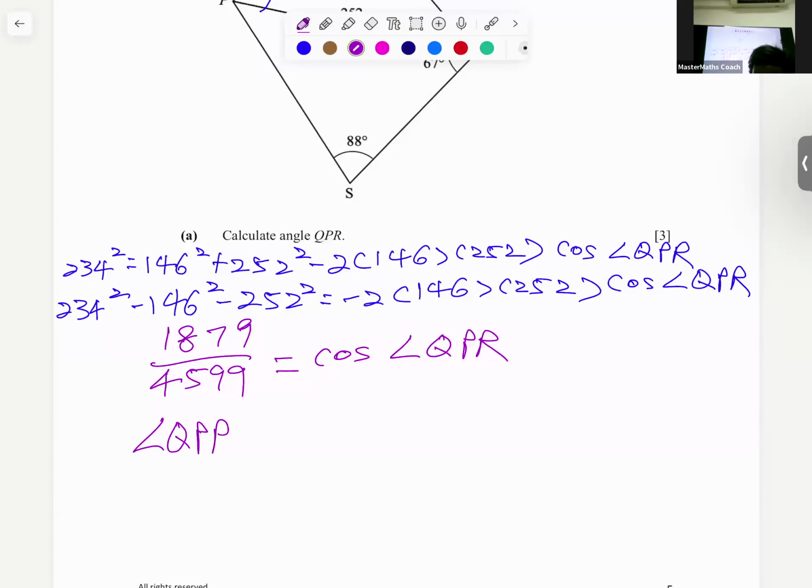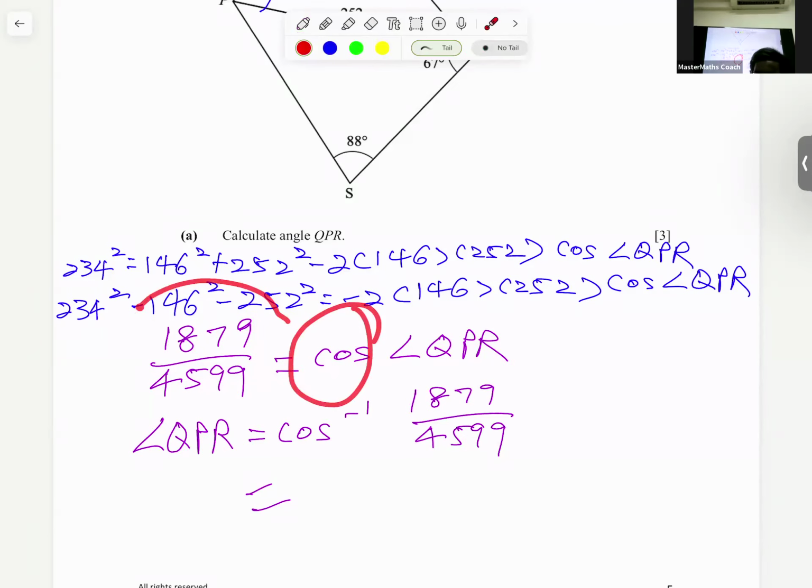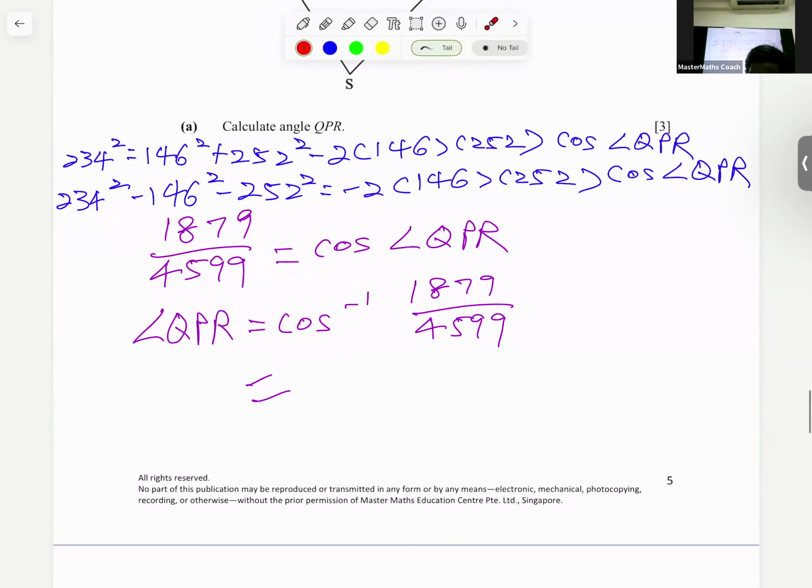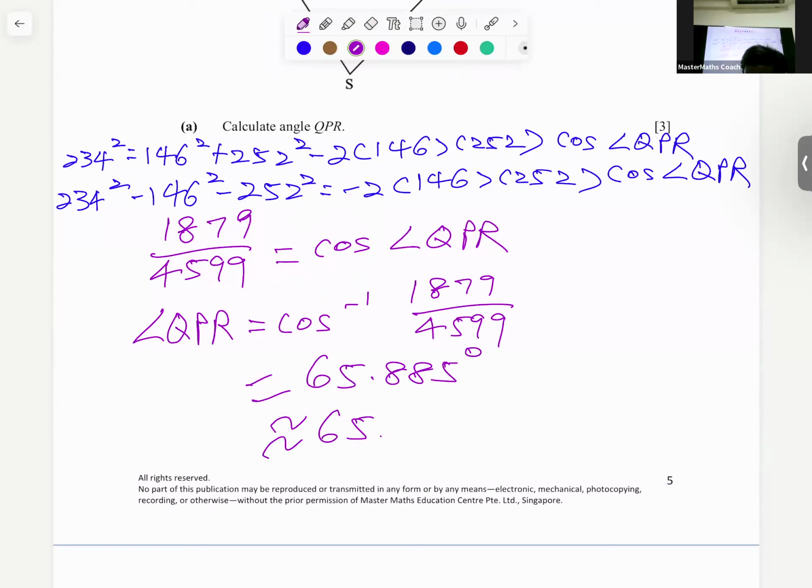And angle QPR equals to cosine inverse 1879 over 4599. Remember guys, cosine when it goes to the other side, it becomes the inverse, cosine inverse. And this will be 65.885 degrees, rounded off to 65.9 degrees.